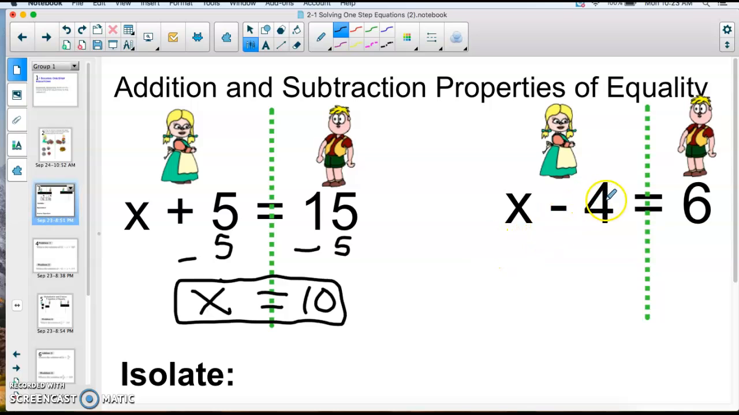Okay, so over here, same thing. We want to do the inverse operation. So the inverse of minus 4 would be plus 4. And you have to keep the scale equal. You can't just add it to one side. So we do it to both sides, and then we're left with x equals 10 again.